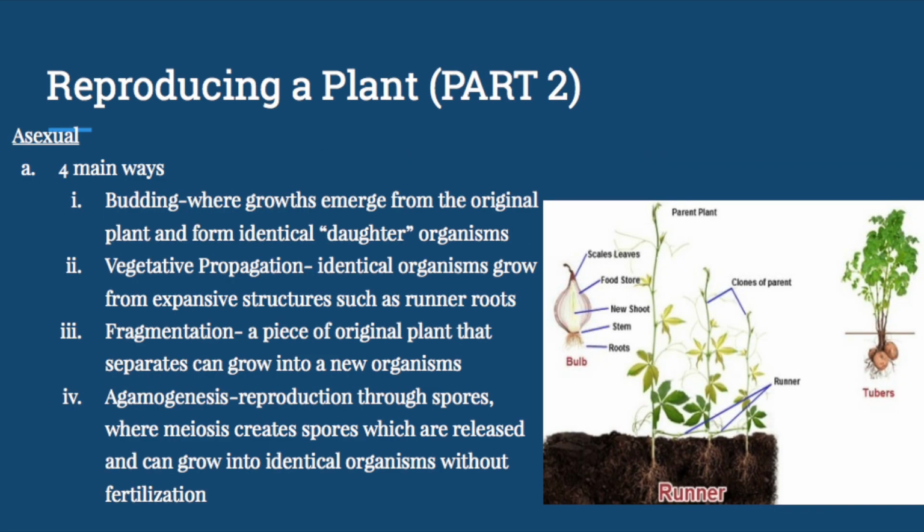And now we have come to asexually reproducing plants. There are 4 main ways.